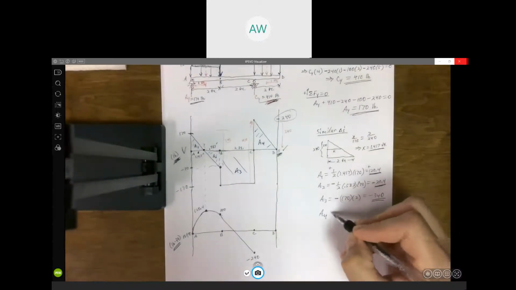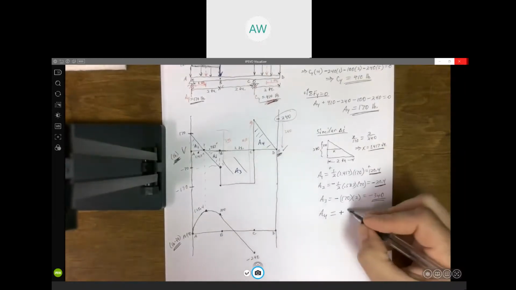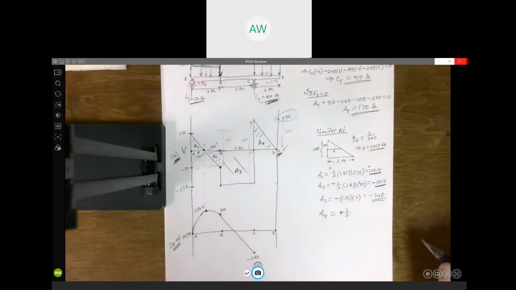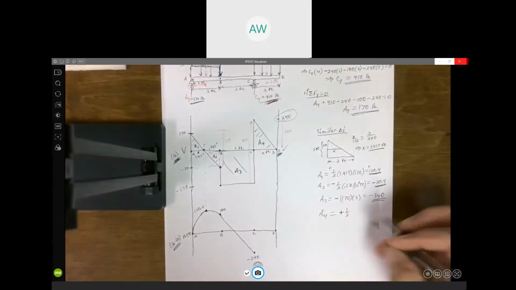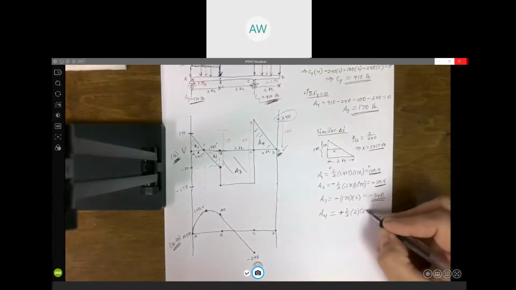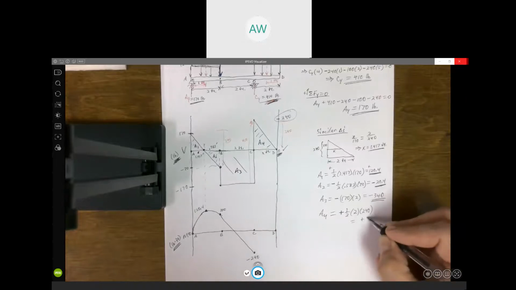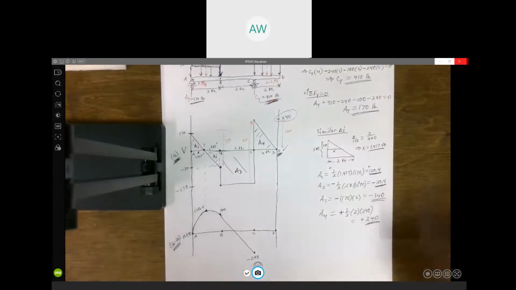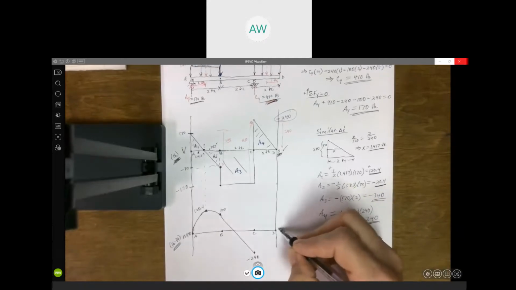So A4, it's positive. We're going to increase by that amount. It's a triangle, 1/2. On the base here, this is 2 feet. And the height is 240. So indeed, that is positive 240. So we're going to go up 240, which does indeed take me back to 0.